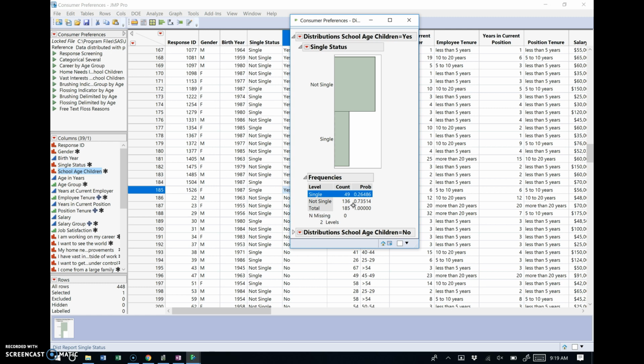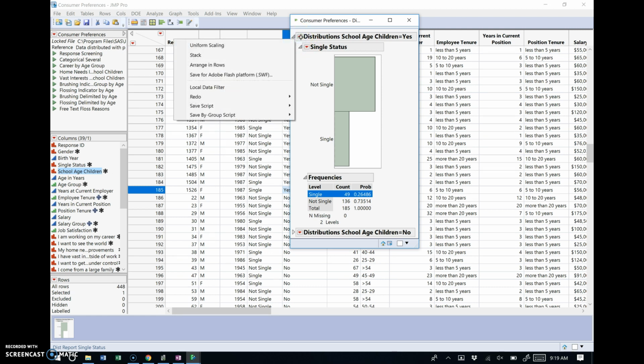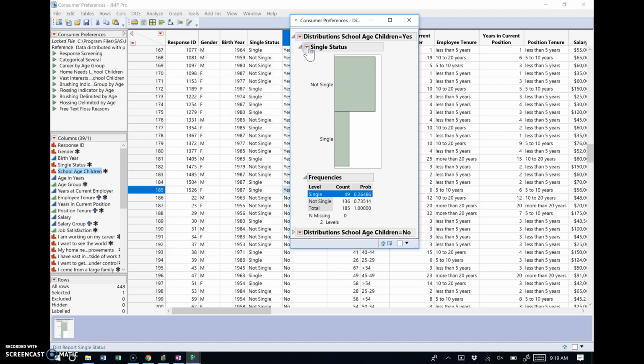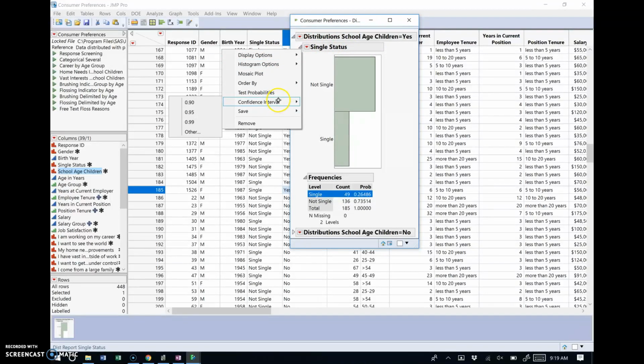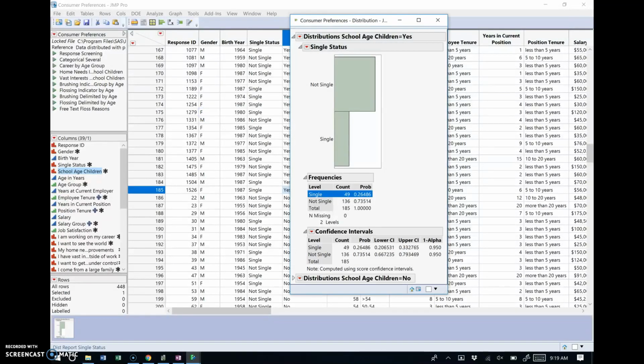So to do that, remember in JMP, there's these little red triangles. That means you could do more things with this little piece. So if you click on this red triangle right here, oh, sorry, I got to click on the red triangle right here. So on the single status, I clicked on that little red triangle right there, and you can see one of the options is confidence interval. All right, so I'm going to go ahead and select a 95% confidence interval, and you can see it pops it down here.